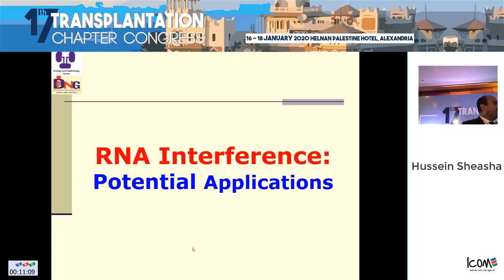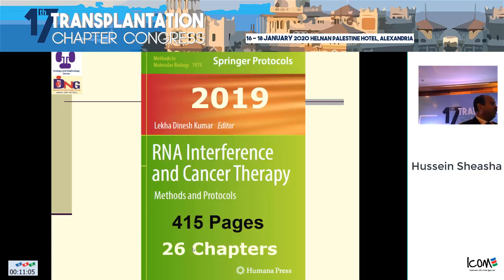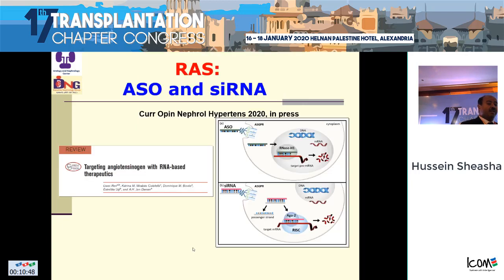Is there any potential applications for this technology? Yes. Since a long time it was used in treating HIV-related syndromes, and for cancer, a lot of research in phase 1 and phase 2, and this is a textbook about RNA interference and the cancer therapy, including more than 415 pages. And for hypertension, we may have treatment.